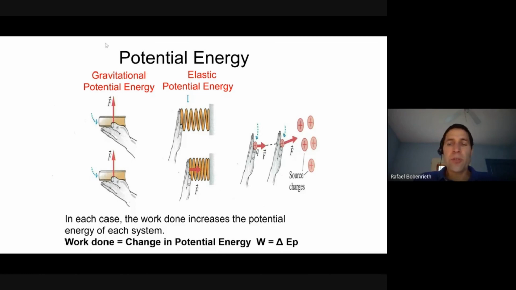Notice in this drawing, I have a bunch of source charges on the right-hand side. And then on the left, there is this test charge, small q. You can see my hand is on it. Similar to what I did with the coiled spring, I'm going to push that positive test charge closer to those positive source charges. What do I have to do? I'm exerting a force on that test charge, displacing it a certain distance. Force, displacement. I am doing work on that test charge. And when I do work on that test charge, I have to change its energy. The energy that I'm changing in this case is something we call the electric potential energy.